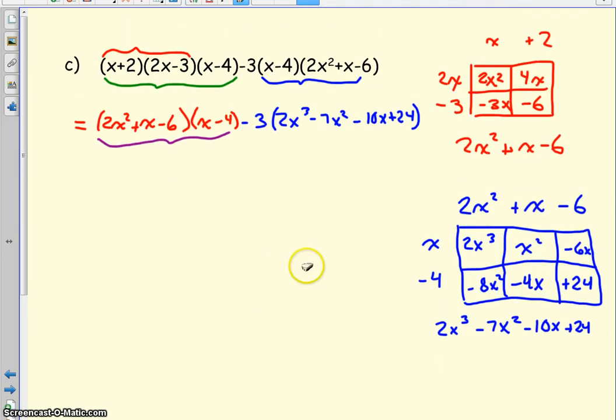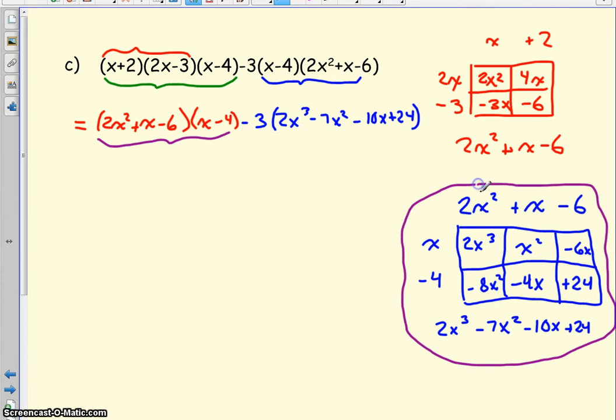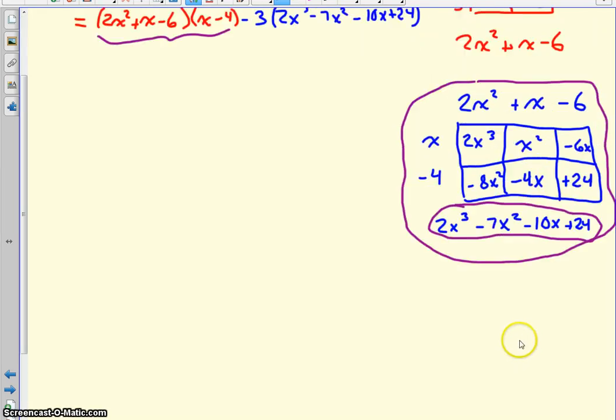But in actuality, if you'll notice here, just by coincidence, 2x squared plus x minus 6 times x minus 4 is the same multiplication we did over here. Okay, does that happen every time? Obviously not. This is a coincidence. But to save myself the time of having to go through another array, since I already know the answer, I'm just going to use that. Now again, this doesn't happen every single time.